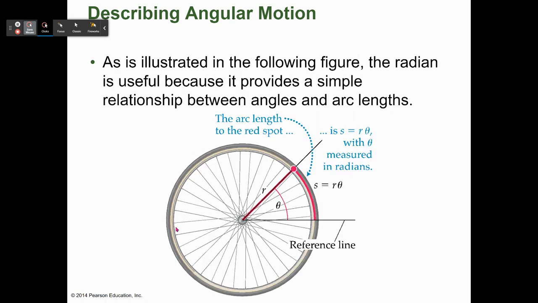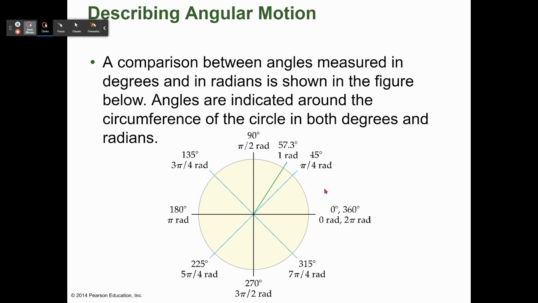Okay. Oops. Did not mean to do that. There we go. So angles are indicated around the circumference of the circle in degrees and radians both. So 360 degrees all the way around the circle would be equal to 2 pi radians. That's a conversion that you're going to need to make sure you commit to memory because you'll be using it a lot in different problems.